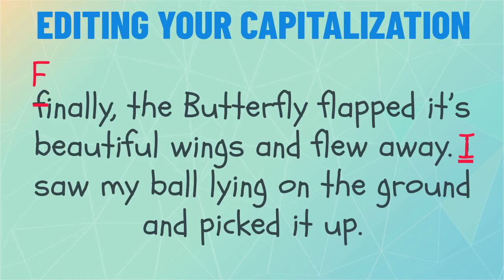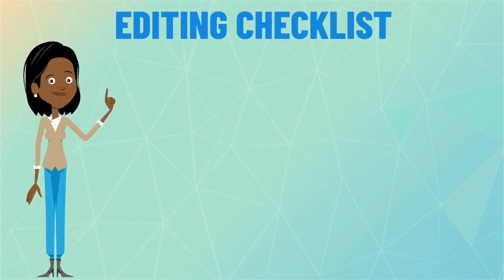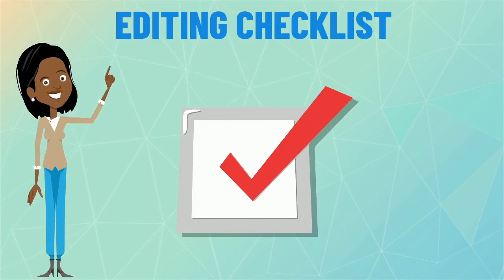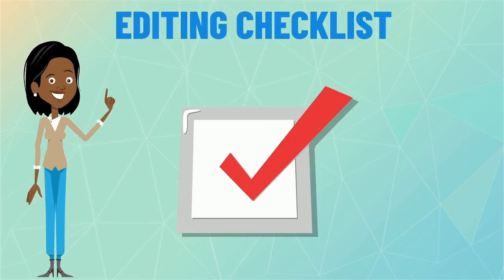How about the word butterfly? That's not a name. I would only use an uppercase letter if I was writing a specific name like my friend Sam. Now I will use my small moment checklist to look over my writing and make sure that I have everything my small moment should have before I publish my story.